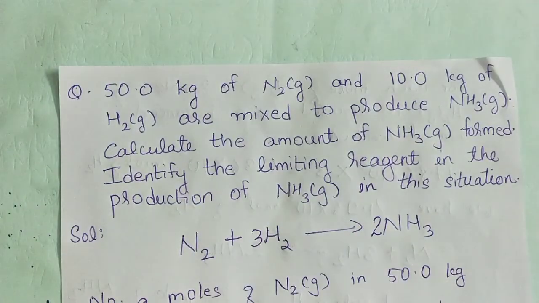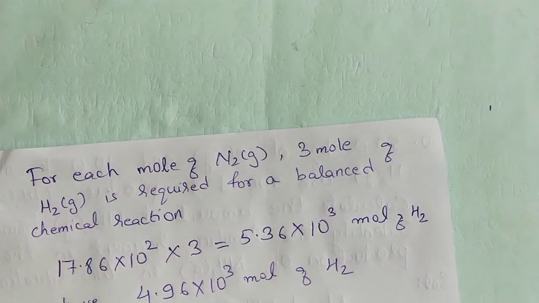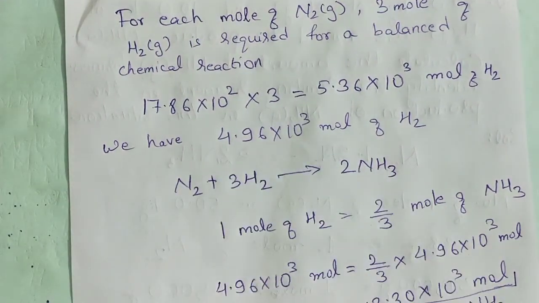But from the balanced chemical equation we know that we need 3 mole of hydrogen gas for each mole of nitrogen to produce 2 moles of ammonia gas for a perfect balanced chemical reaction. But when we multiplied the number of moles of nitrogen with 3, we observed that we require 5.36 into 10⁻³ mole of hydrogen. But we only had 4.96 into 10⁻³ mole of hydrogen gas. This shows that hydrogen is a limiting reagent. The reaction will stop as soon as the hydrogen gas is consumed. We will have leftover nitrogen gas which will not react further.